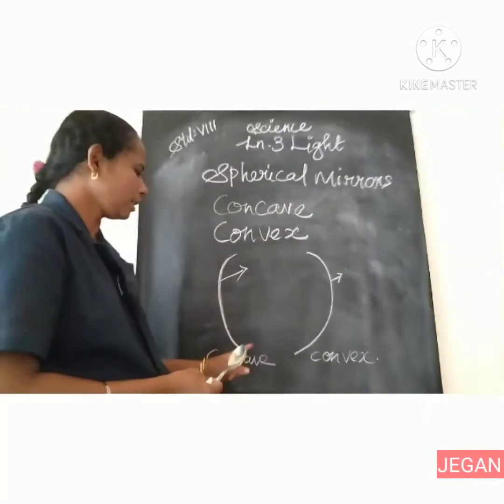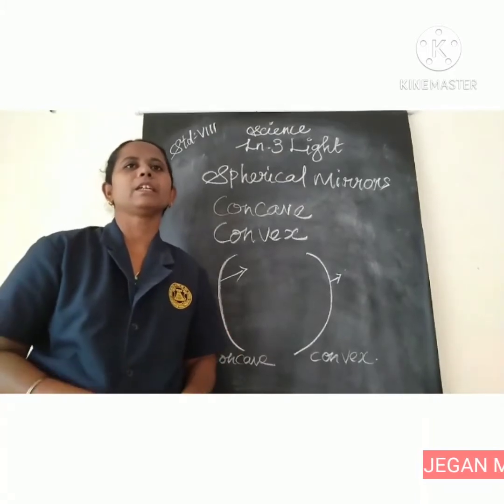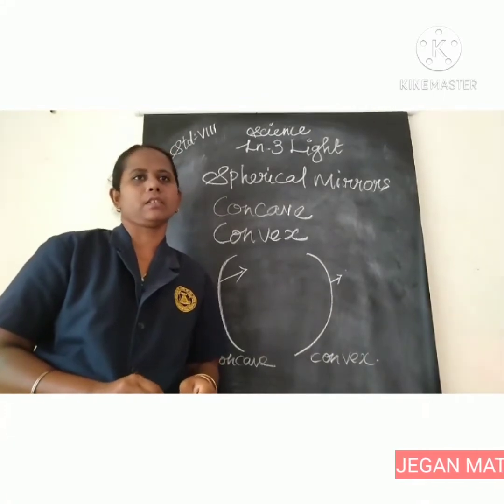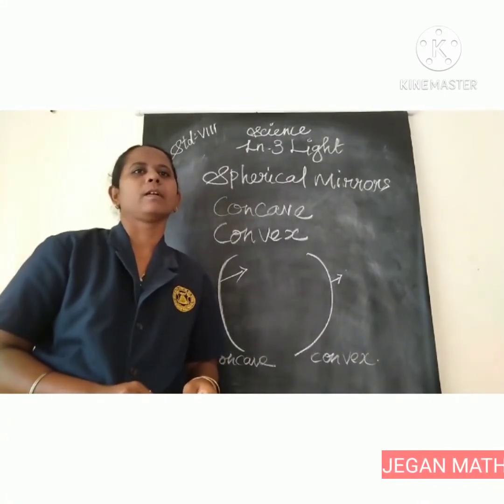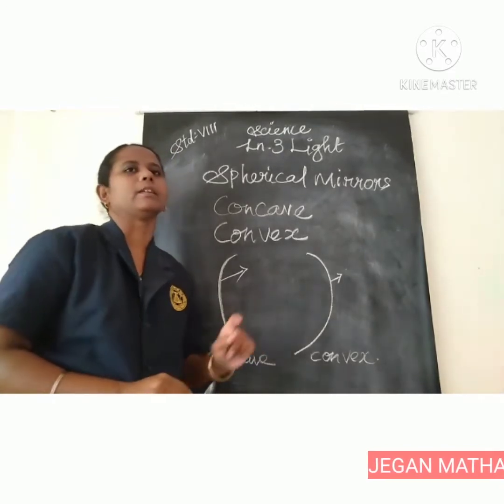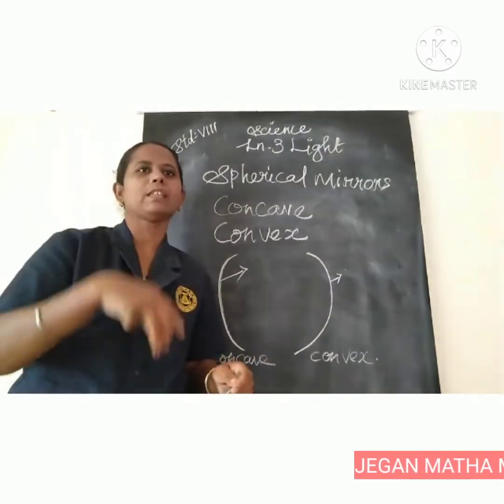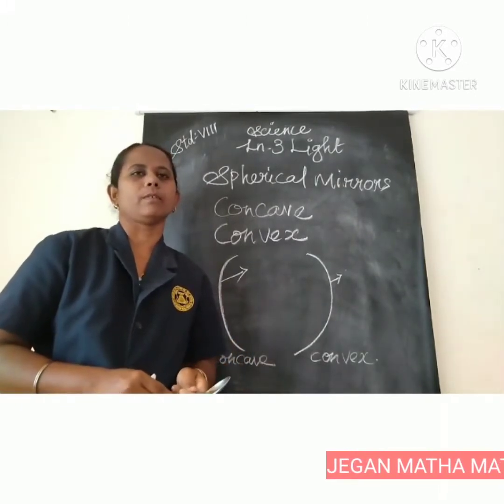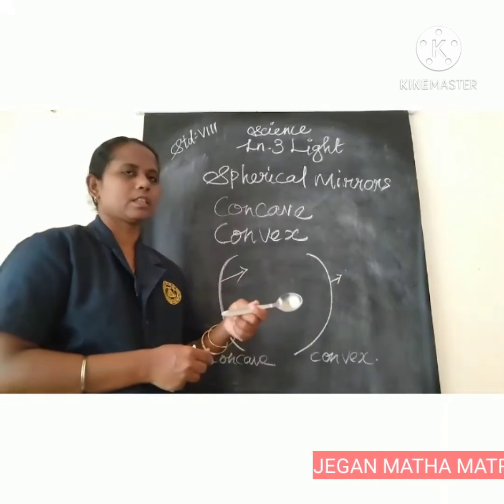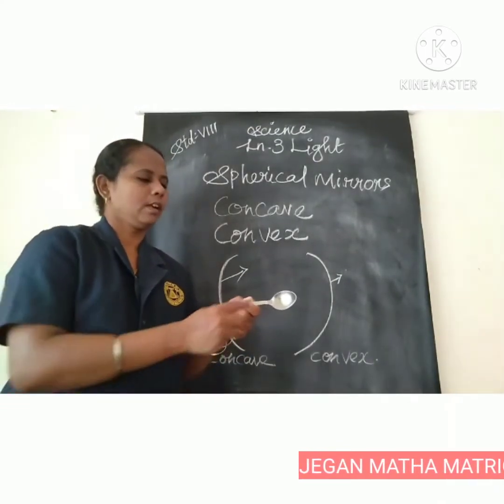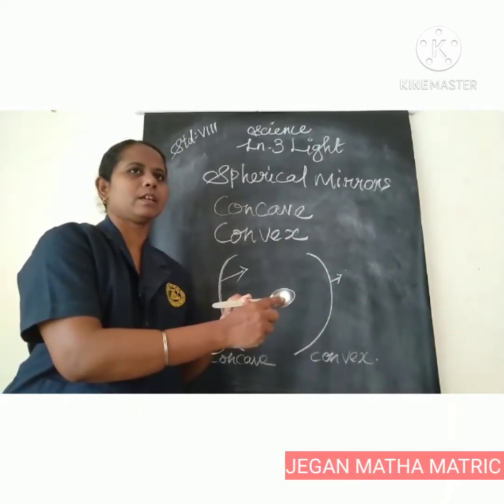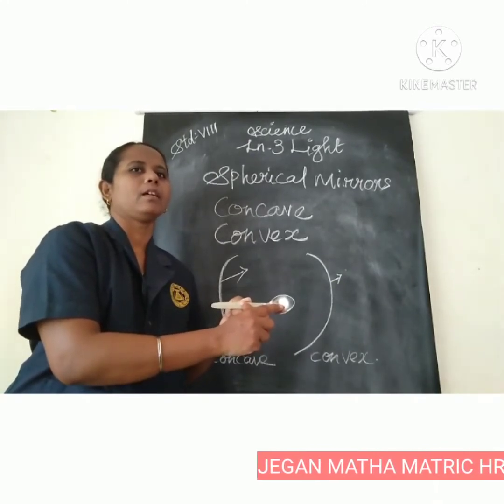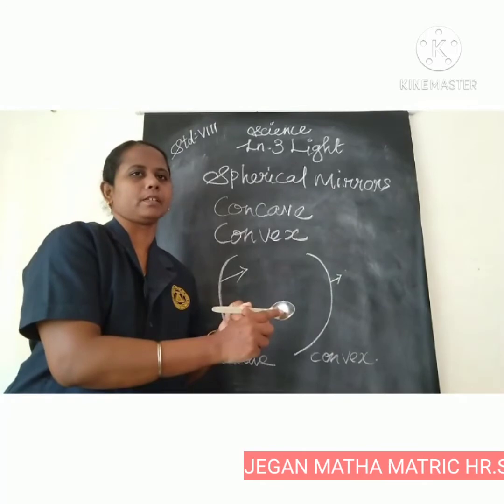Once again, a concave mirror is a spherical mirror in which the reflection of light occurs at its concave surface. This is known as a concave mirror. This mirror magnifies the object placed close to it. In this spoon, this is the example. The reflecting surface here is called a concave mirror. For example, makeup mirrors used daily.